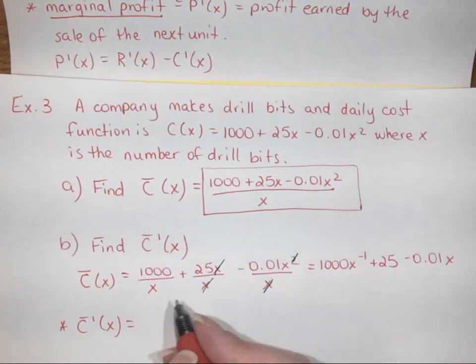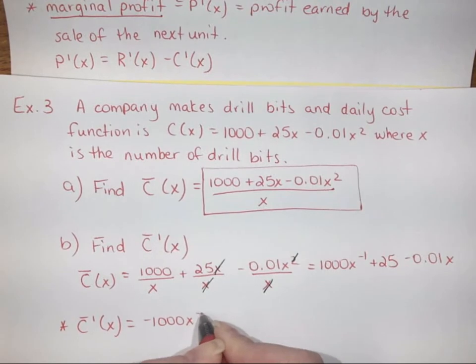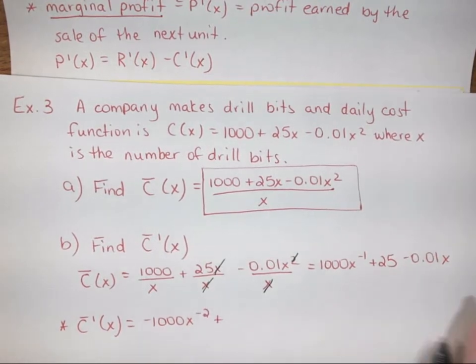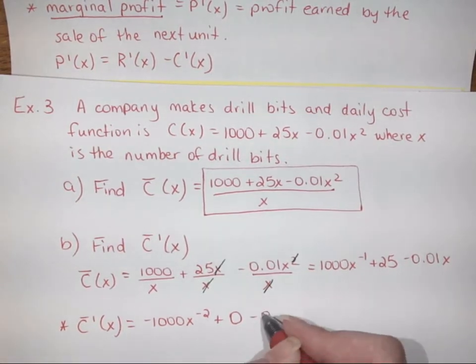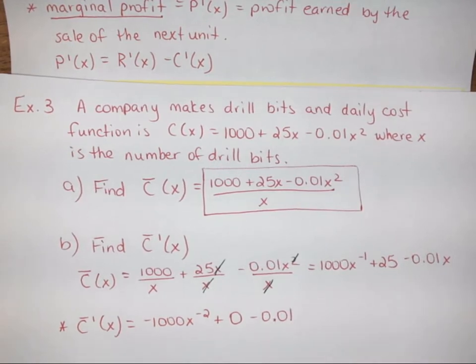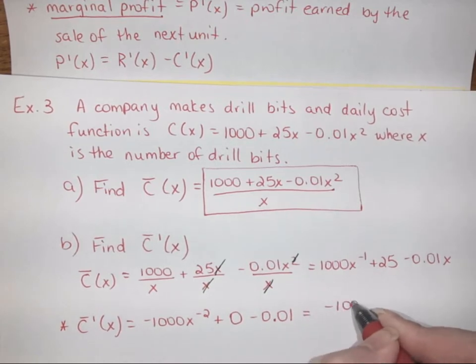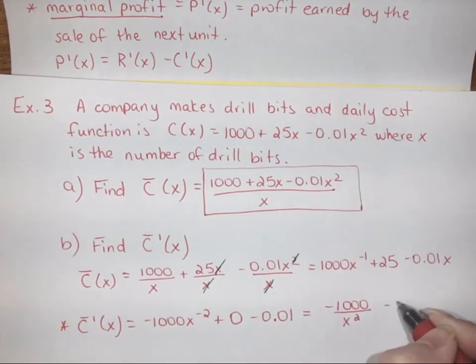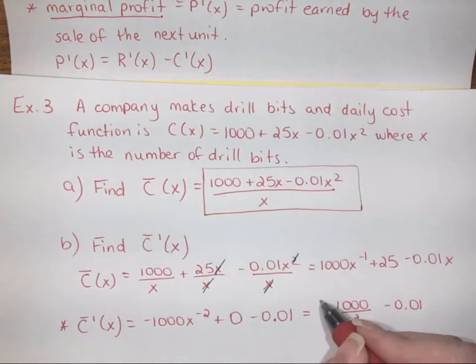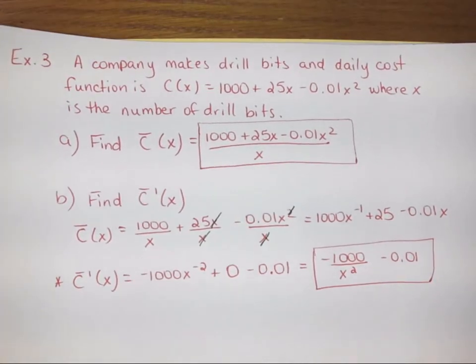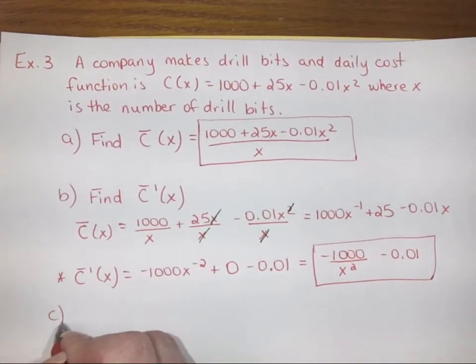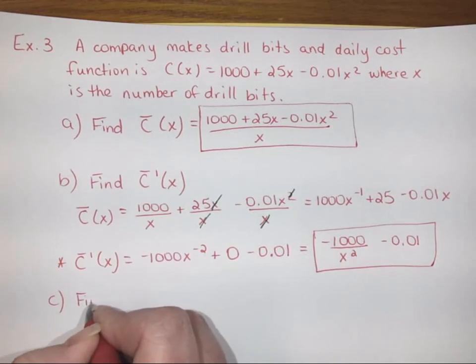So if you move the negative 1 to the front, you get negative 1,000 x to the negative 2. The derivative of a constant's always 0. Okay? The derivative of this, remember this is x to the first power, so if you bring the 1 to the front, the number stays the same, and if you bring the power down by 1, notice the x term goes away. Okay? So the derivative of the average cost is, again, a negative function, and that shouldn't really shock us. Since the more items we make, generally speaking, the average cost per unit should go down. Not always, but generally.